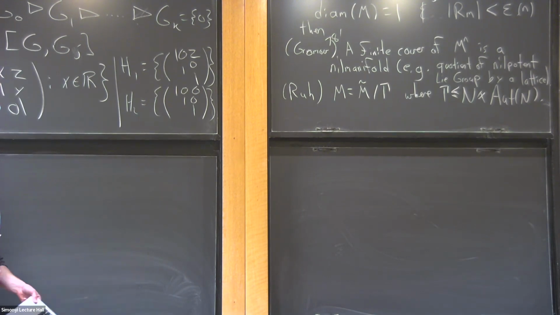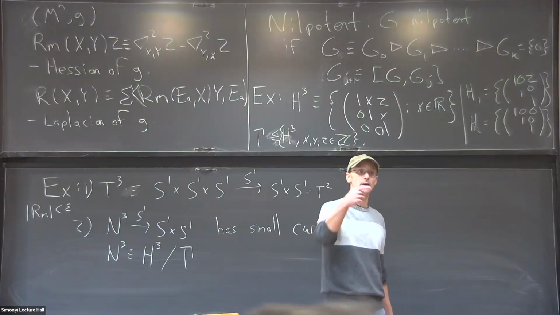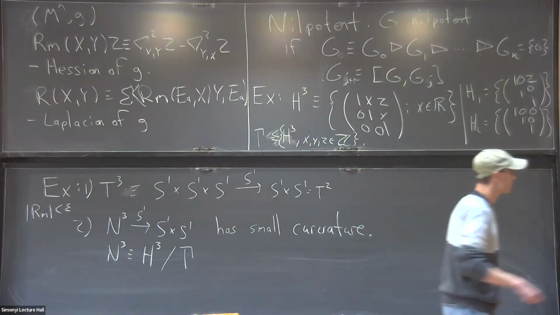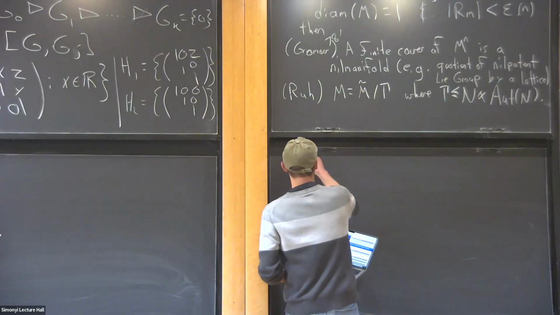More broadly, if I just have any space and it has small curvature, then I can look at the ball of radius 1 and I can tell you diffeomorphically what it looks like, from this theorem. And what Fukaya proved.